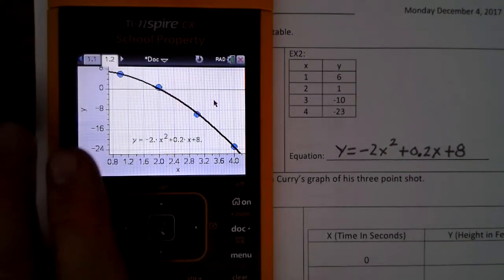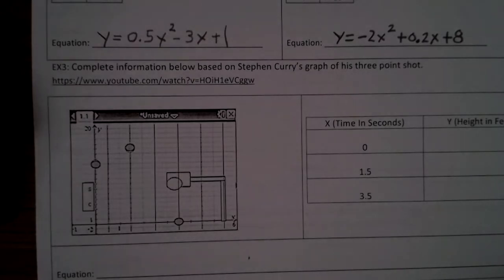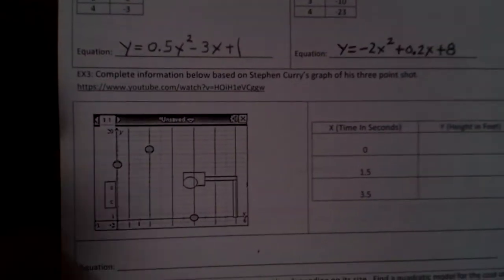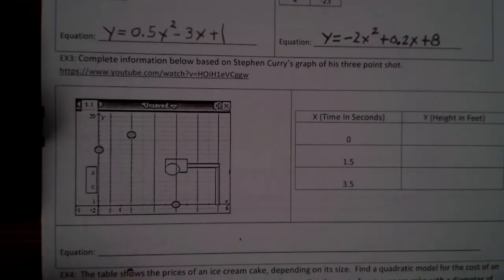All right, so now let's move on to, I think, the coolest problem that I'll ever give you all year. It's probably my favorite problem. We're going to complete information based on Steph Curry's graph of his three-point shot.